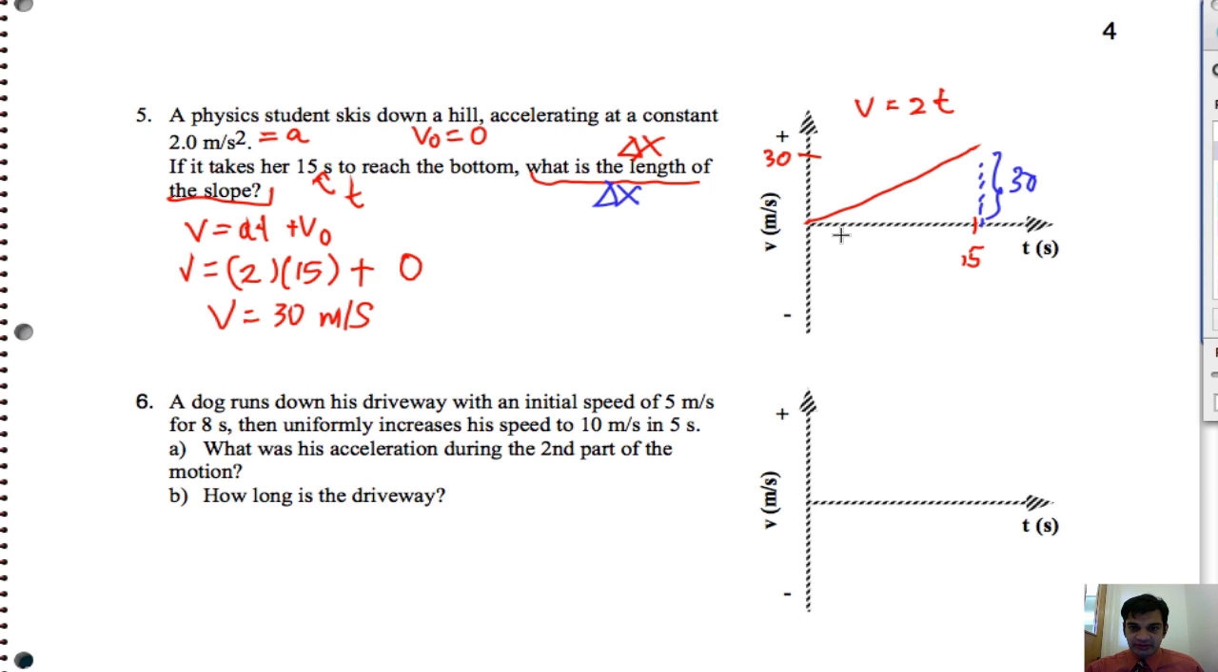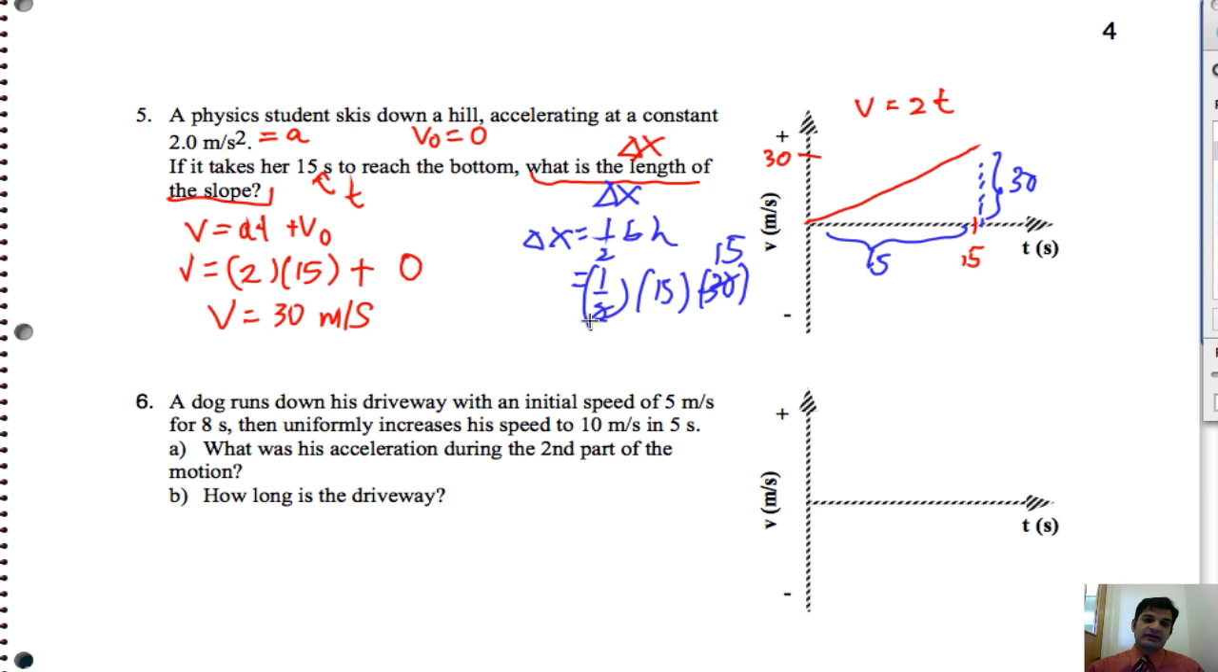So my height is 30, and my base is 15. So my displacement is going to be the area of this triangle, which is 1/2 base times height, which is going to be 1/2 times 15 times 30. So that's going to be 15 times 15, which, if I'm not mistaken, is going to be 225 meters.